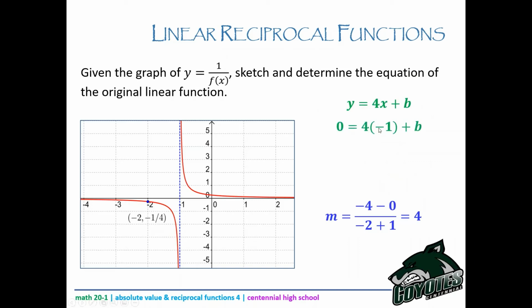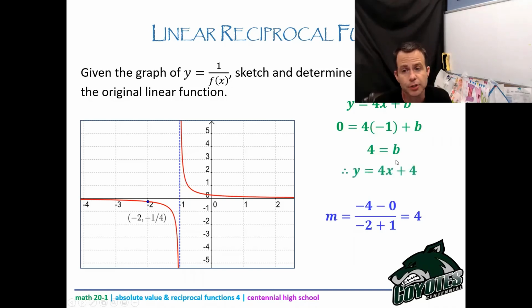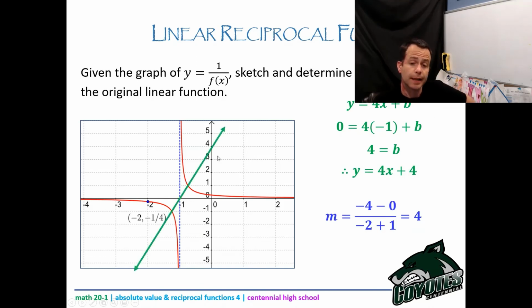4 times -1 is -4. Bring that over to the other side, so b has to equal 4, which means my equation is y equals 4x plus 4. Now I've given you the graph of the line because it said sketch as well. So I know I have a y-intercept at 4, and then I had a slope down 4 over 1, down 4 over 1. Good job, guys.